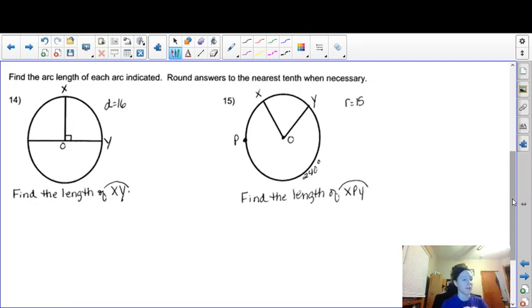Okay, we're going to go ahead and find the answers for 14 and 15. So to start with, I take the degree I'm given over 360, and I'm looking for the length of xy. So arc xy is right here, and its central angle is 90 degrees. So I'm going to start with 90 divided by 360. And I like to simplify my fractions before I really use them. I know that 90 and 360 can both be divided by 90, and that reduces down to a fourth.